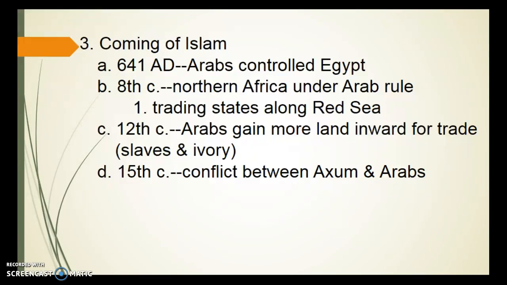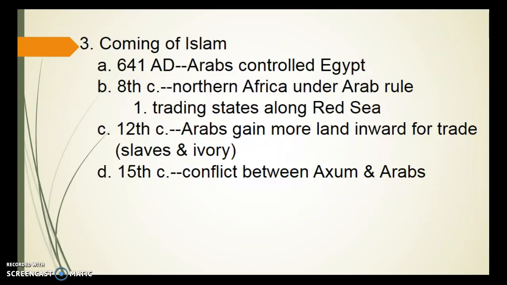Islam, of course, developed on the Arabian Peninsula in Mecca, and the Arabs of the Arabian Peninsula controlled Egypt in 640 AD. In the 8th century, northern Africa was completely under Arab rule, which spread the Islamic faith, and they did that because of the major trading states along the Red Sea.